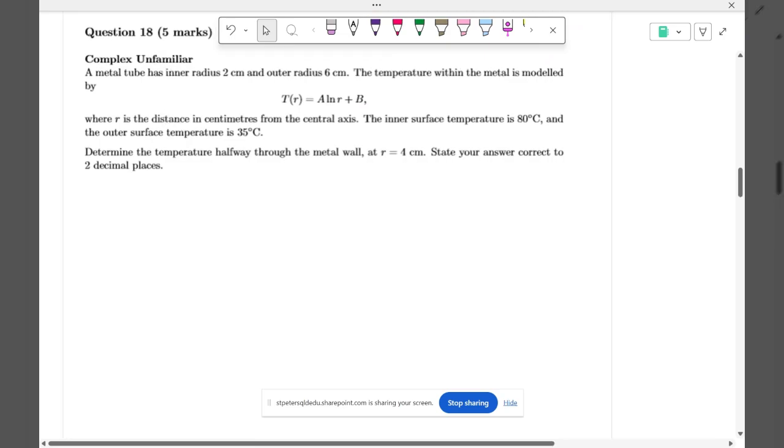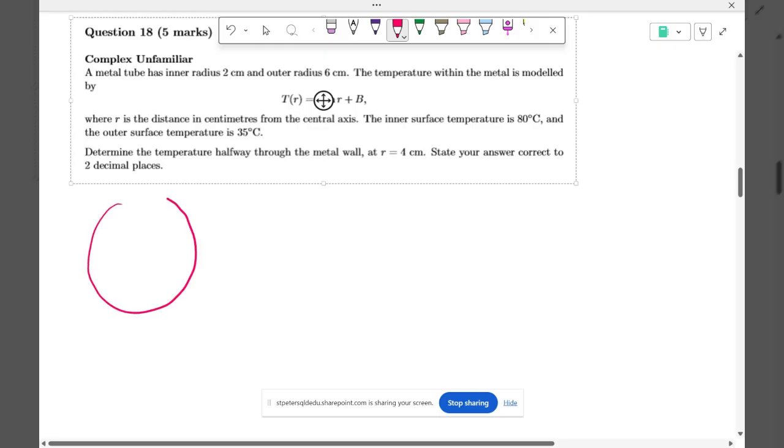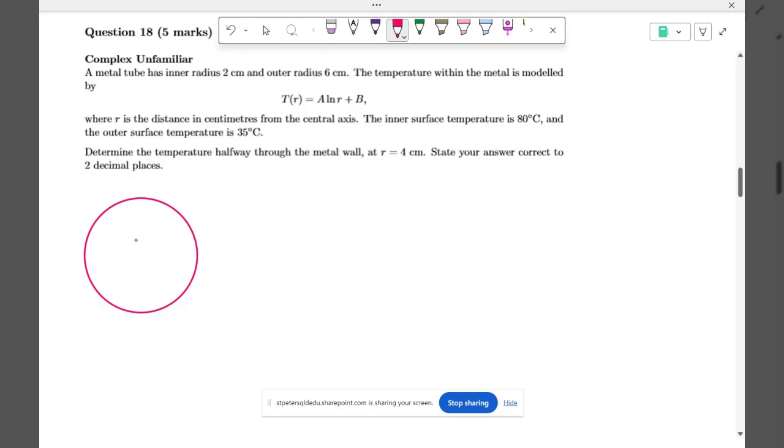A metal tube has an inner radius of 2 centimeters and an outer radius of 6 centimeters. So it's quite a thick little tube, this one. And so pretend that's perfectly concentric. So 2 centimeters and 6 centimeters. And the temperature within the metal is determined by the length of the radius. The radius is how far from the center of the circle out, and radius can obviously go all the way to the outer bit. We'll start at the inner bit.